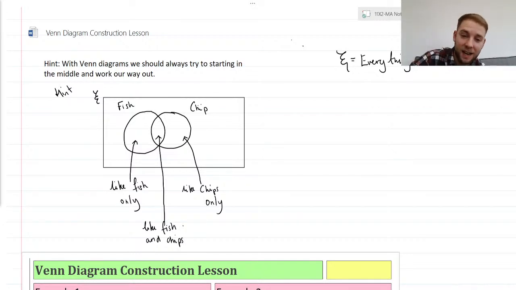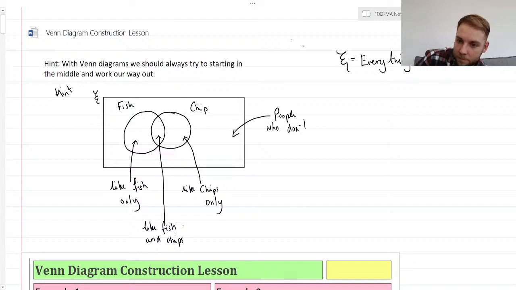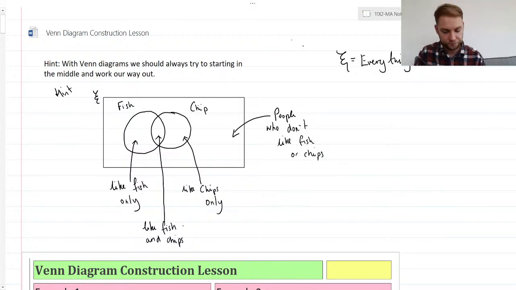So on the left hand side it's people who only like fish, on the right hand side it's people who only like chips, and in the middle it's people who like fish and chips. And now inside the rectangle, the set of everything, you'd put everything else. So it's people who don't like fish or chips. Okay, so this is kind of where we start off.